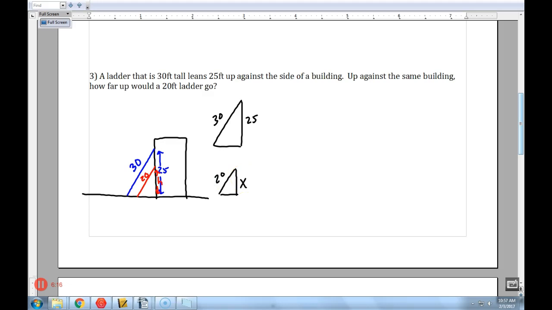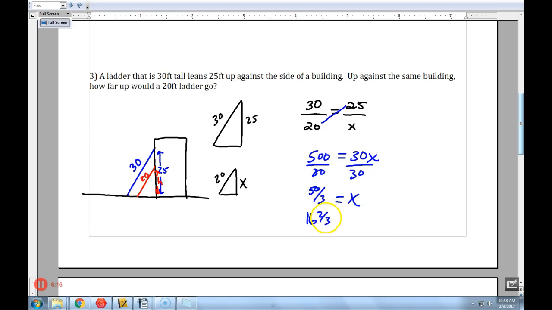and depending on how you want to do the proportion, I'll do corresponding sides on this one. A 30-foot ladder, so big ladder over little ladder, equals big height over little height. That would work. Again, lots of different ways to set that up, but when you do it, you should get 500 equals 30x. Divide both of these by 30, and you will find 50 divided by 30 is 50 over 3, which 3 goes into 50, 16 2/3, or 16.6 repeating feet.